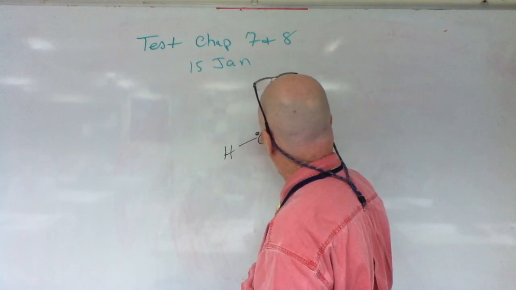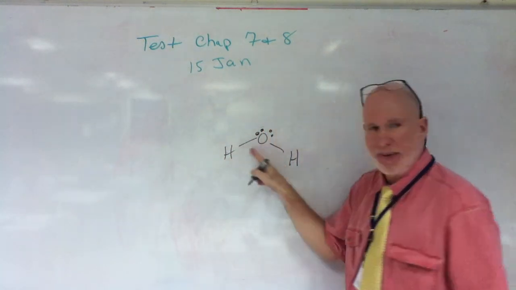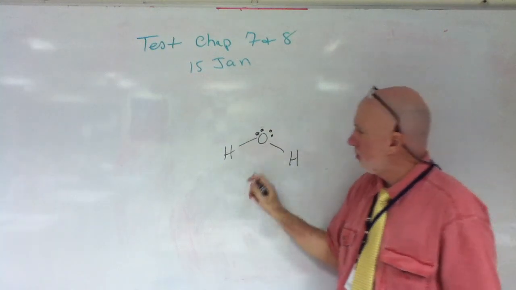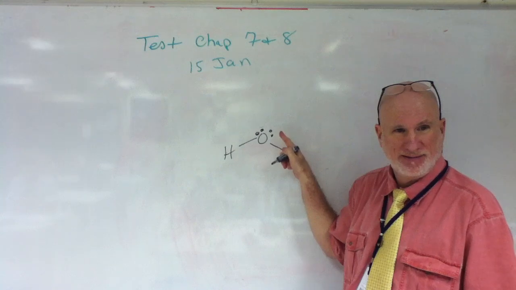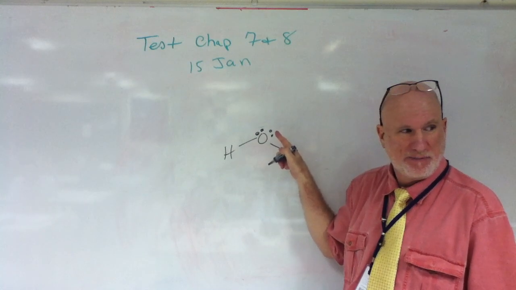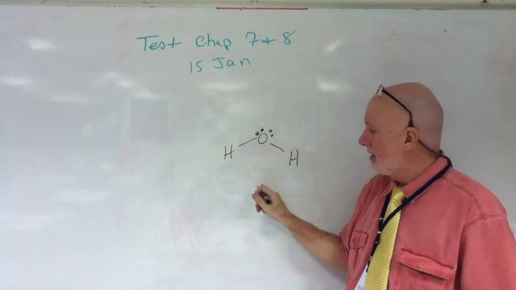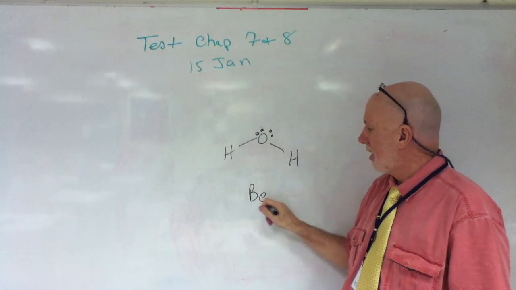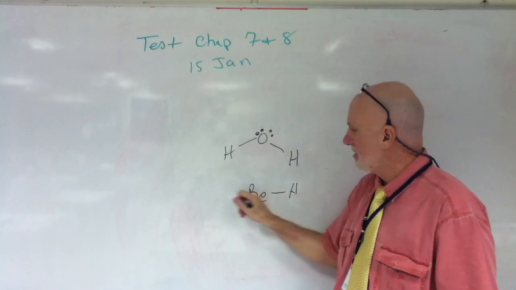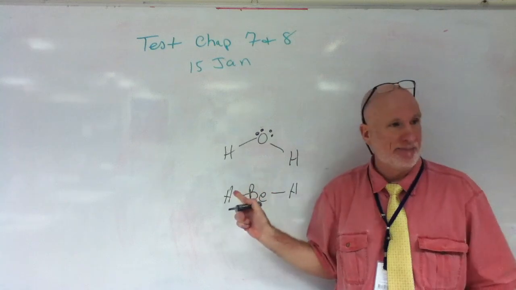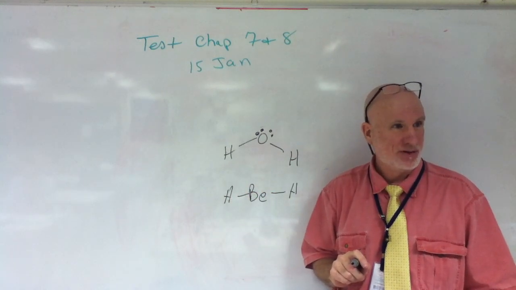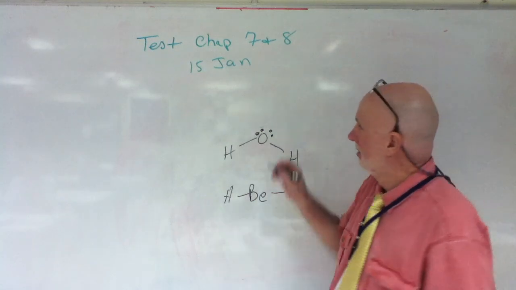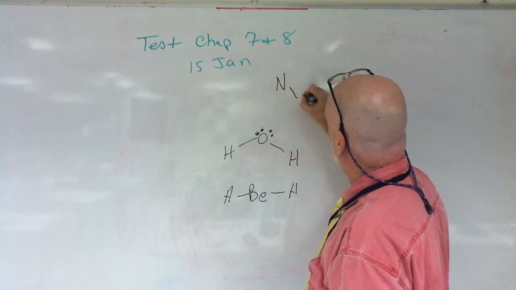H-O-H. These are repelling. These would be in the same line if it wasn't for those. Right? But because of those, it's bent. Correct. So that's bent. Beryllium hydride has no electron pairs on the central atom, so it's linear. Cool? Okay. Ammonia?